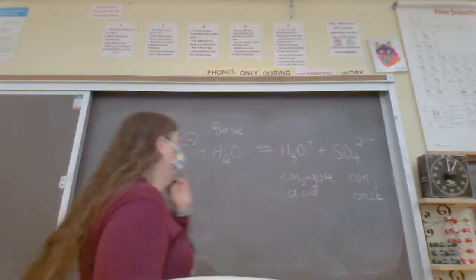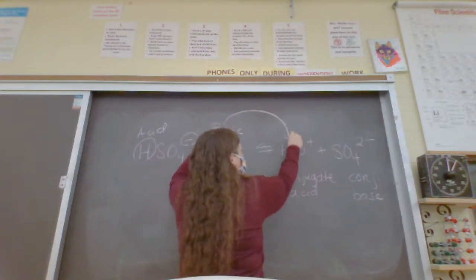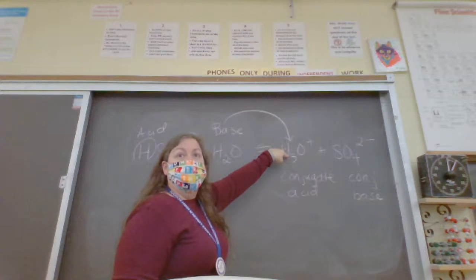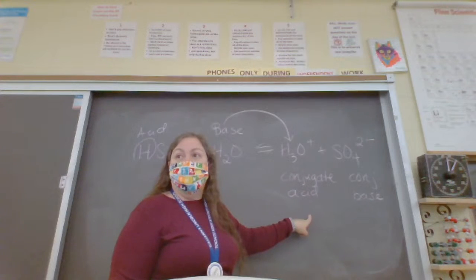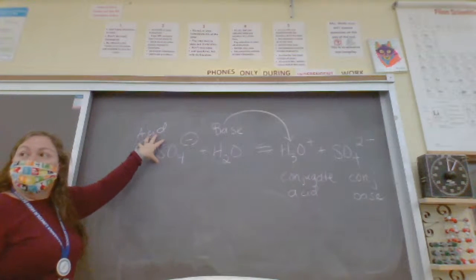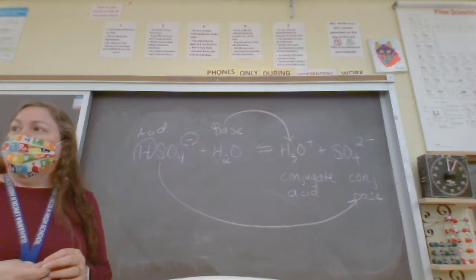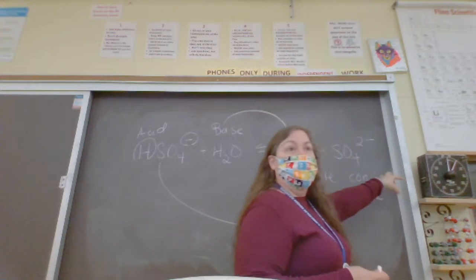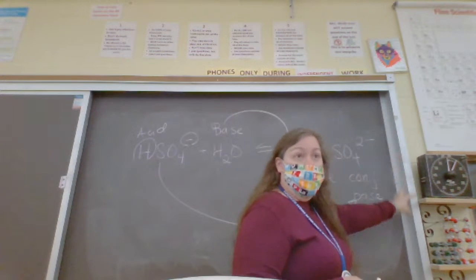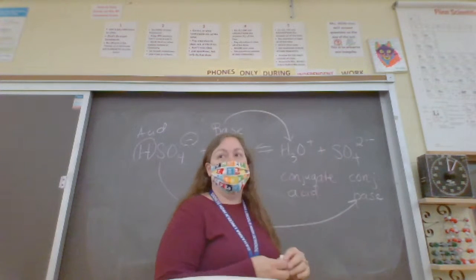Now, I want you to notice something. If water is a base, the chemical that it turns into is a conjugate acid. And that's always a fact. That's always the way it's going to be. This chemical was an acid, right? So the chemical that it converts into is a conjugate base. So if you can identify the acid, just find what it becomes on this side, and that will be the conjugate base. If you can identify the base, then what it becomes will be the conjugate acid every time.